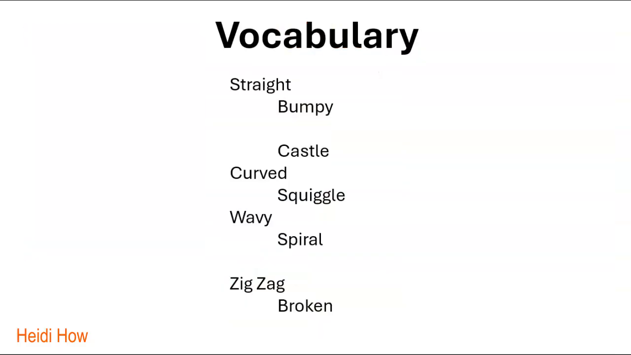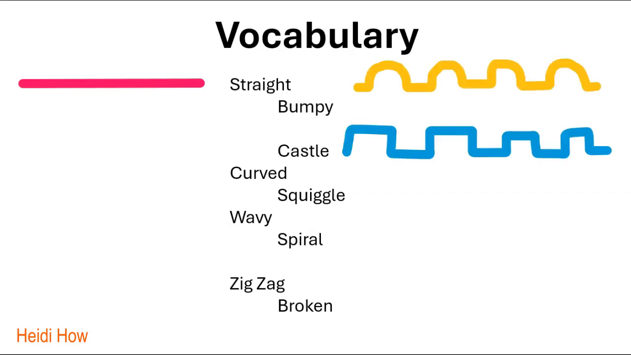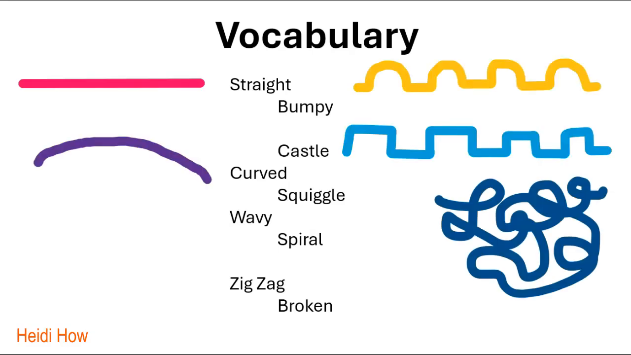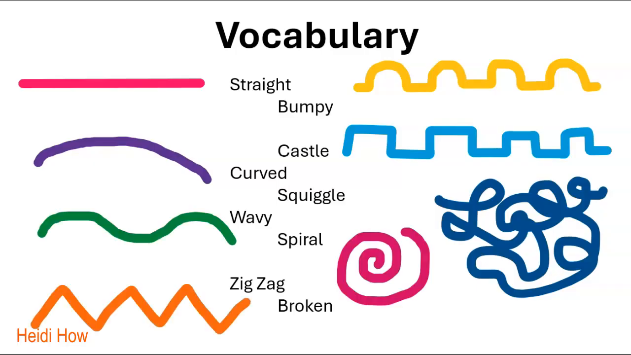You're going to want to use your vocabulary consistently all through your classes. So this is what I call them: straight, bumpy, castle, curved, squiggle, wavy, spiral, zigzag, and broken. You can easily call that dotted as well. But I think it works best if you use your terminology consistently so that when you say broken or dotted up through first, second, third grade and beyond, they know what you're talking about.